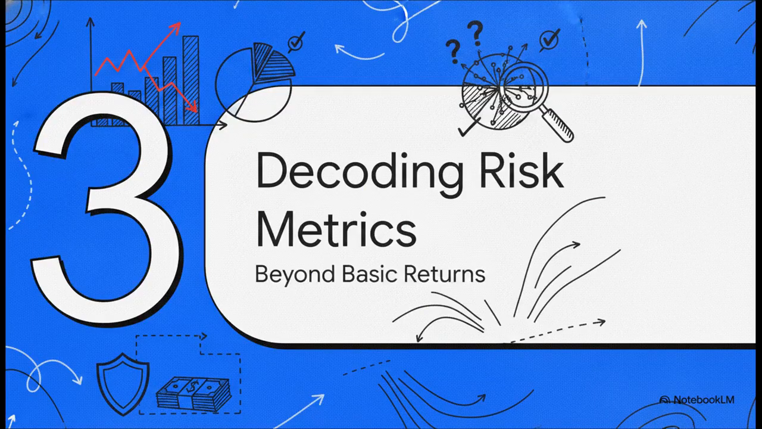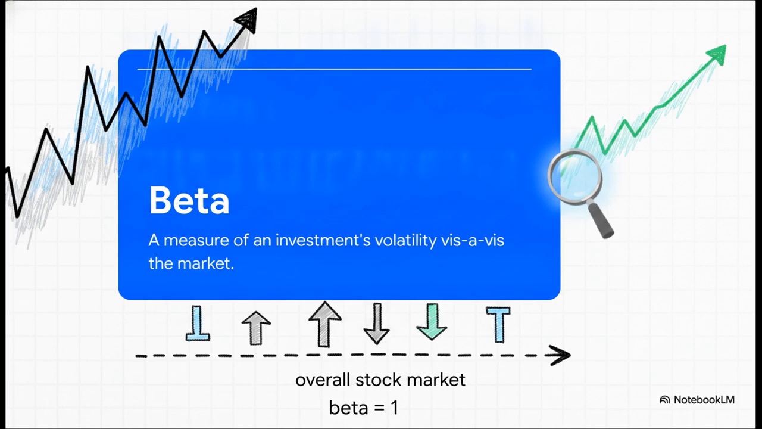Section 3. Decoding the risk metrics. Okay, let's break down some vital terms, starting with beta. Think of beta as a direct gauge of how wild the ride is going to be compared to the overall stock market. If a fund has a beta of exactly 1, well, it moves in lockstep with the market. A beta above 1 means a bumpier, more volatile ride, and a beta below 1 means the fund is inherently less volatile than the broader market.